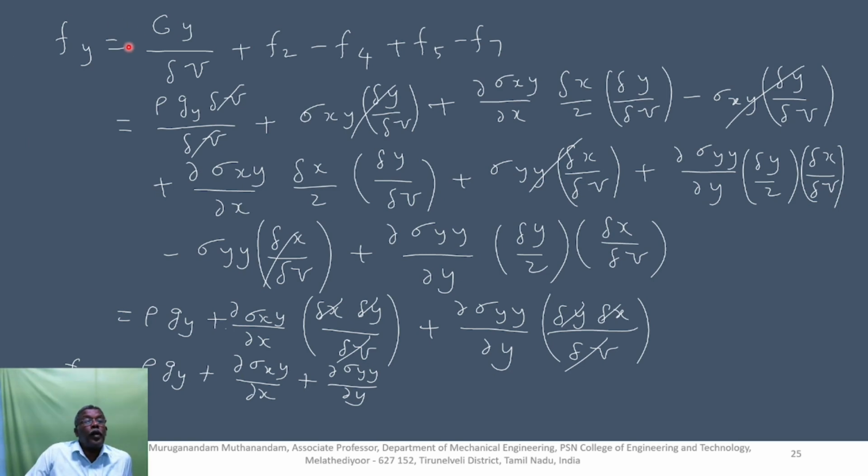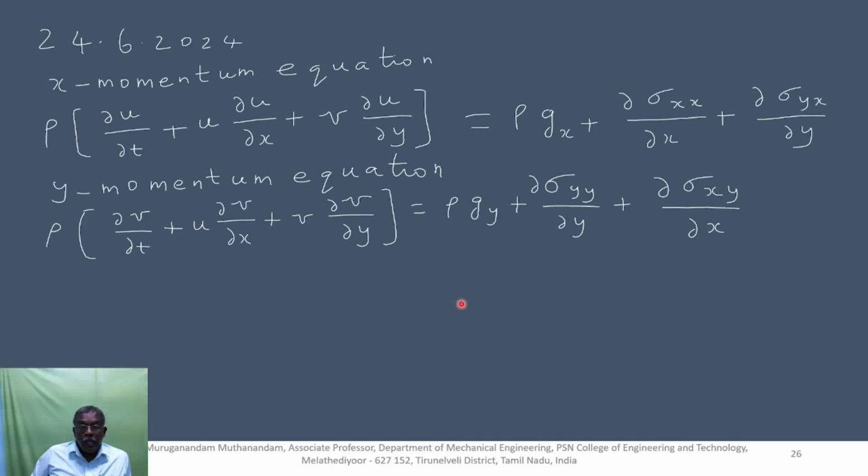Similarly, the force component along the y direction, per unit volume, can be written using the body force component Gy and surface force components F2, F4, F5 and F7, which is shown here. Fy is equal to rho Gy plus partial sigma xy upon partial x plus partial sigma yy upon partial y.